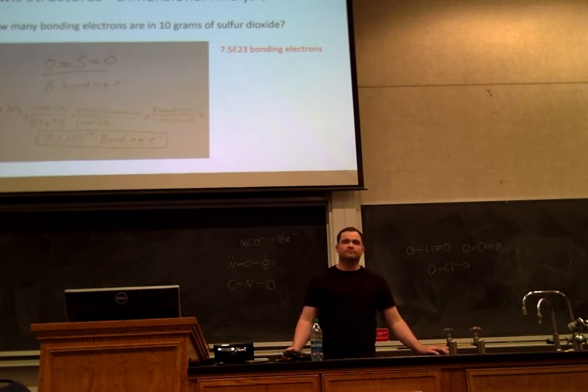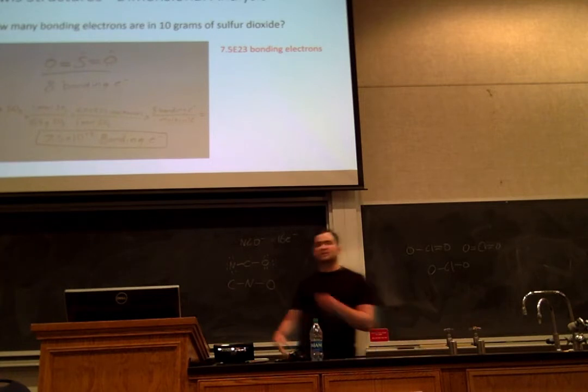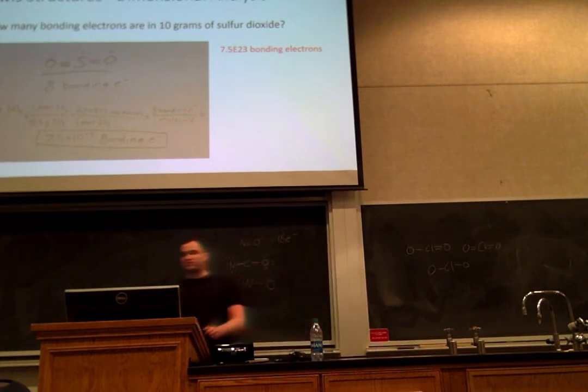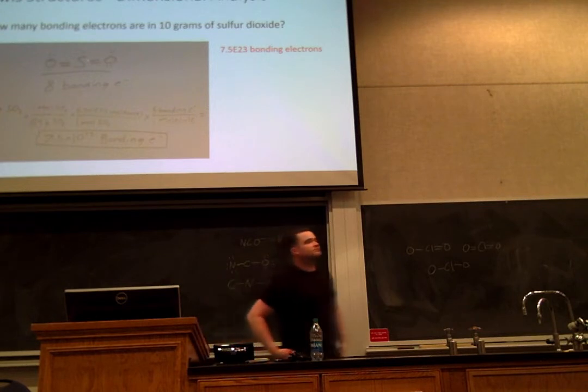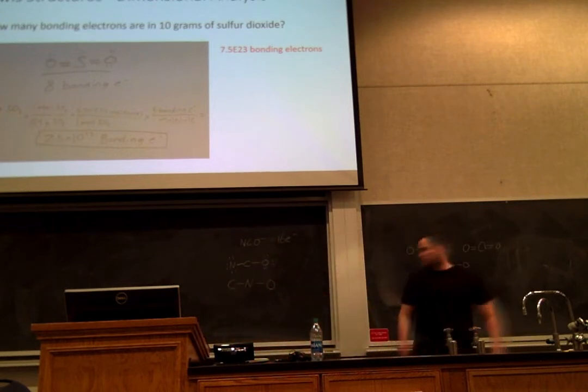Yeah. So can you go over why there's 8 bonding electrons? As in why the Lewis structure looks like that, or why I'm getting 8 from that Lewis structure? Why are you getting 8? Okay, so each bond has how many electrons? 2. So there are 2, 4, 6, 8. Okay. Explain the Lewis structure? Yeah.